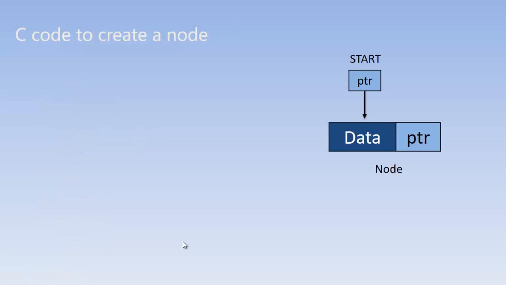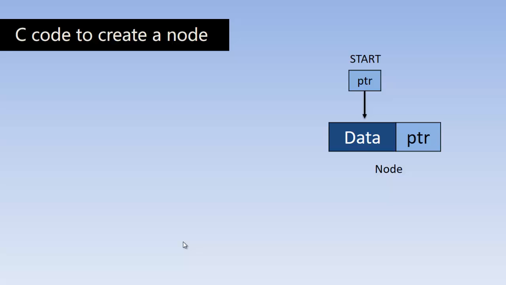Okay, so let us understand the C code to create a node. Here we are going to define a function called createNode. This is the function to create a new node, and it is also of type struct node because it is going to return the address of a node. That is why it is of type struct node, neither int nor float, right?